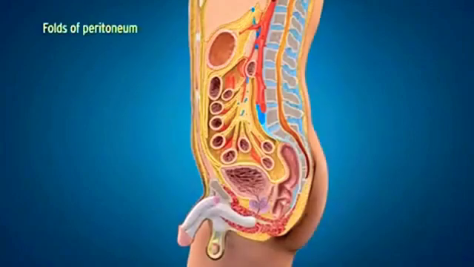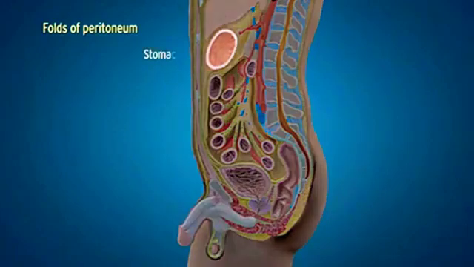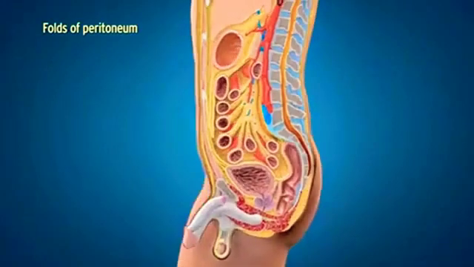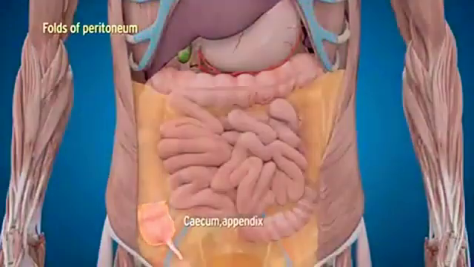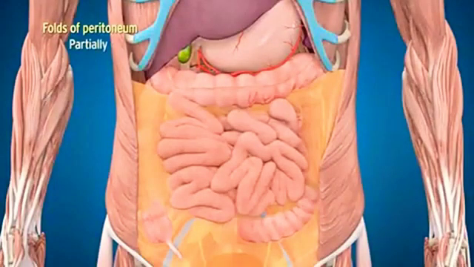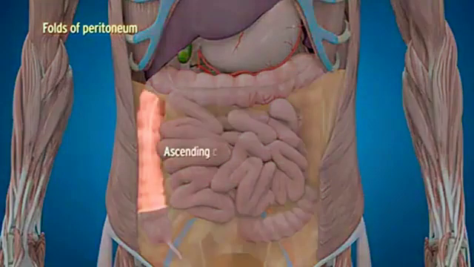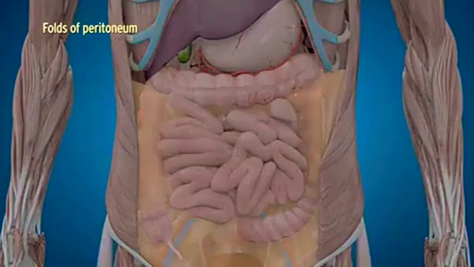Folds of peritoneum. Many abdominal organs are suspended by folds of peritoneum. These organs are termed intraperitoneal. Examples are stomach, jejunum, ileum, transverse colon, cecum, appendix. Some organs are partially covered by peritoneum. Examples are ascending and descending colon, rectum.